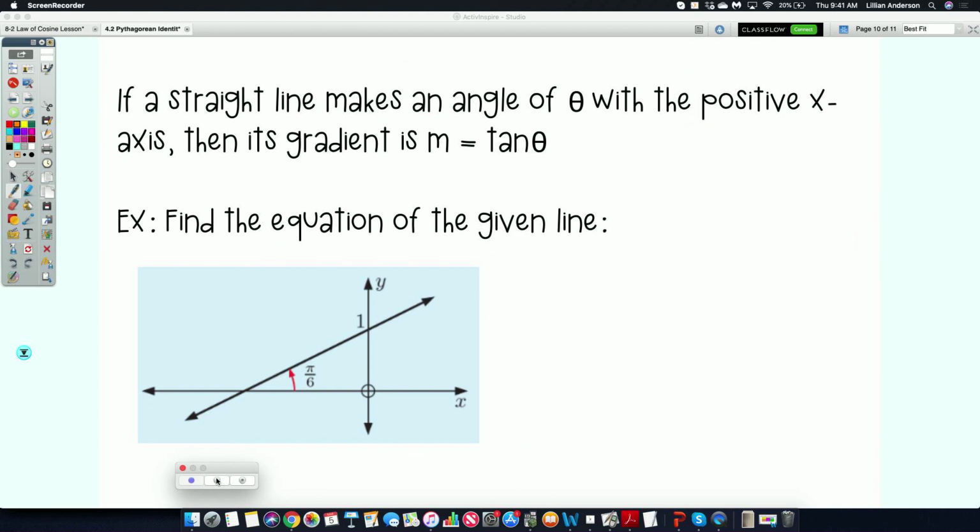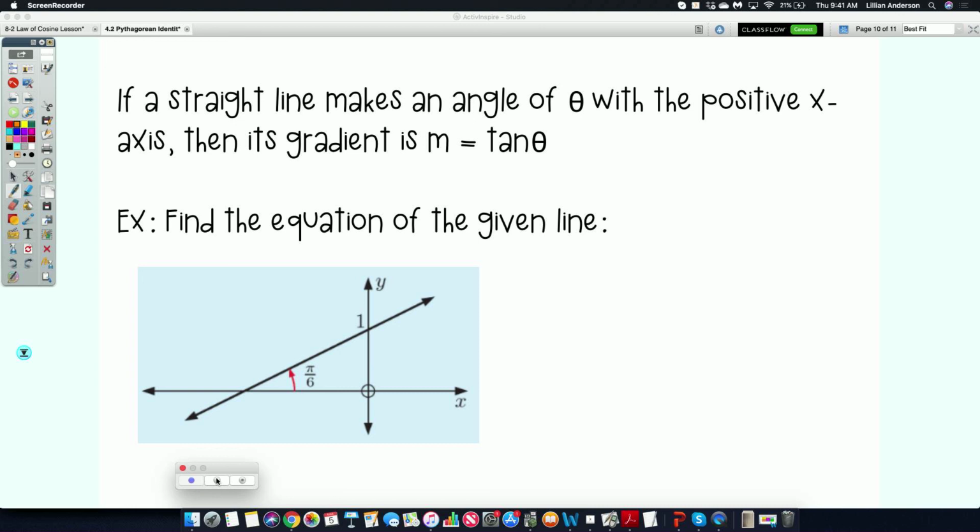All right, then the last bit for today is find the equation of a line when we are given a straight line making an angle of theta with the positive x-axis. Then the gradient of that line is going to be tangent theta. Okay? So we're given a line and then we're told to write the equation of the line. The slope of that line is the tangent of the angle. Okay?